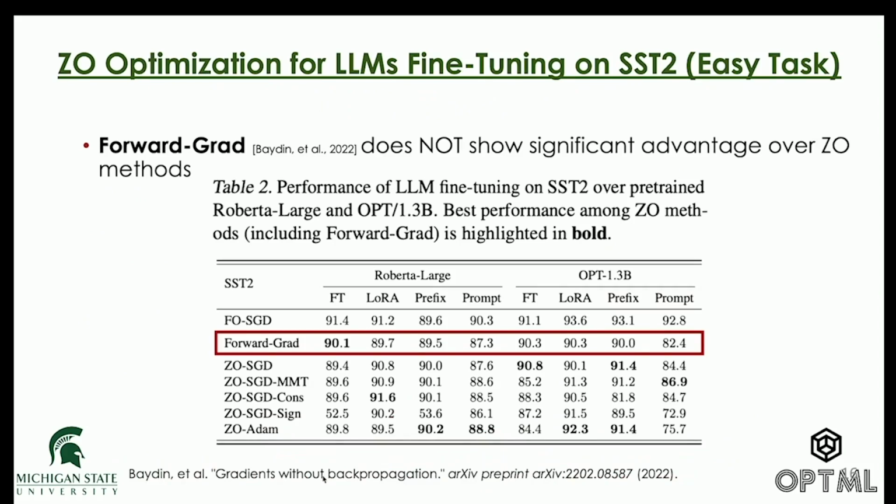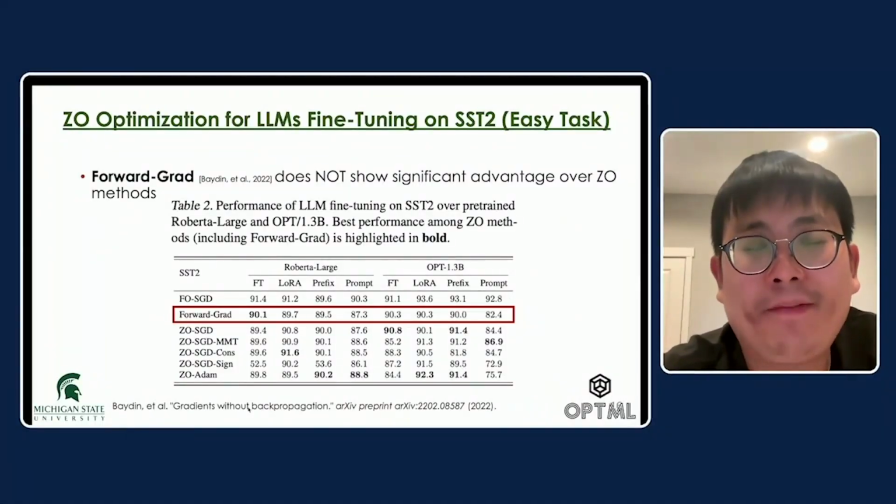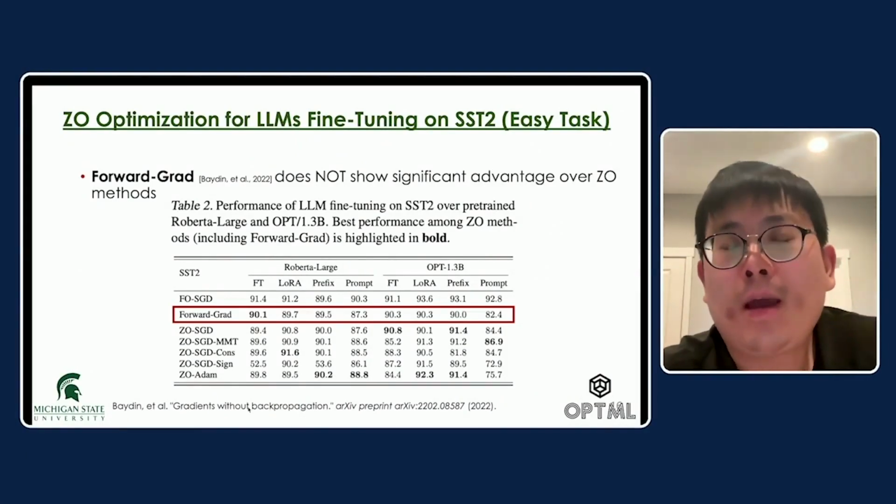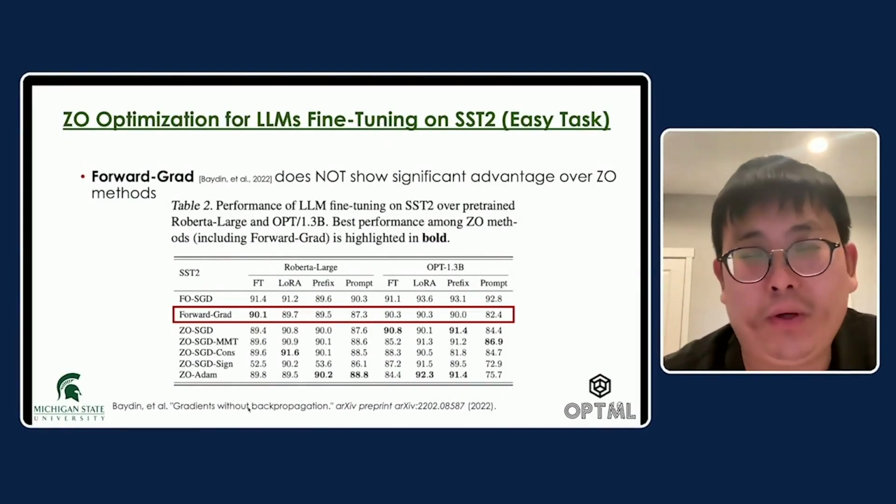And another interesting observation is if we look at the forward gradient method, it does not always show a significant advantage over Zeroth-Order methods. As I said, forward gradient uses an unbiased gradient estimator, but does not rely on BP. However, in this fine-tuning context, forward gradient does not show significant advantage over Zeroth-Order methods. There could be several reasons. The first reason is the current task is simple. As I said, fine-tuning plus task alignment has a well-aligned fine-tuning task with the pre-trained task.